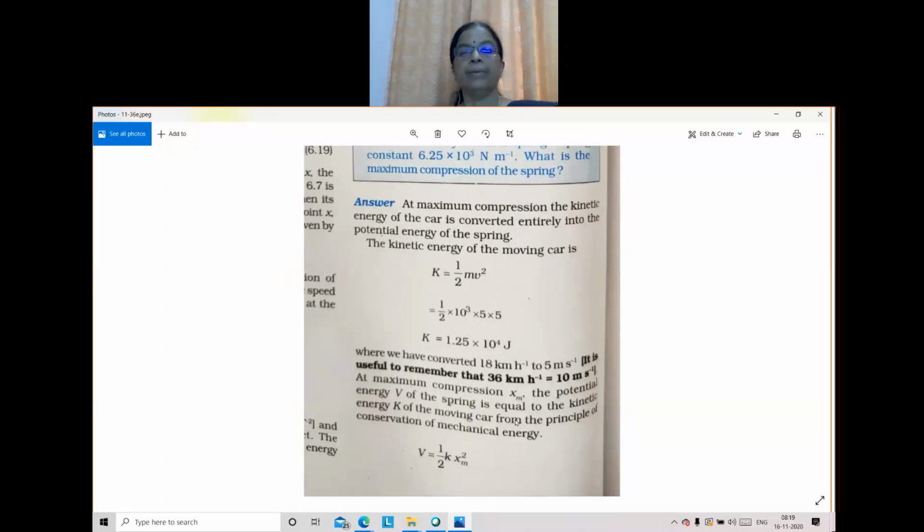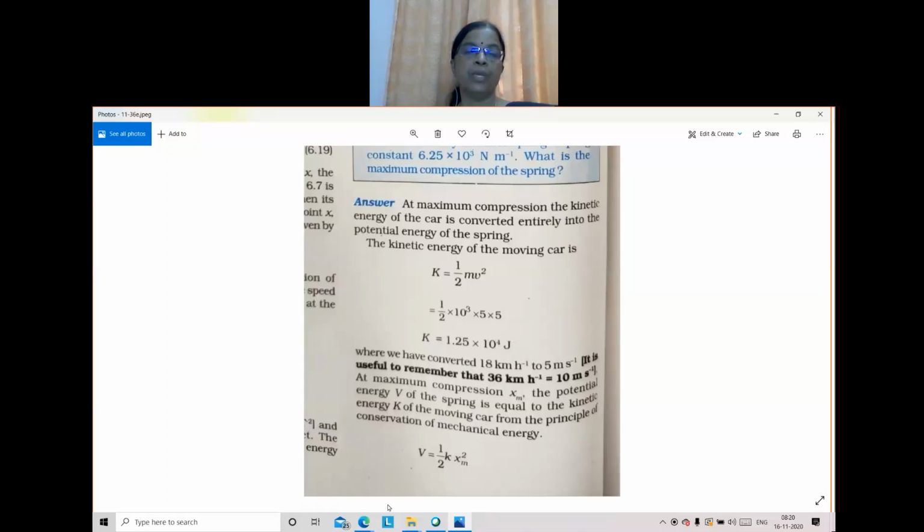Then see the potential energy of the spring. So the kinetic energy of the car is compressing the spring. When the spring is compressed, what energy is it having? Potential energy. Compressing, stretching of a spring. When we stretch, we are doing work to stretch it. That energy will be stored in the spring as potential energy. Similarly, when we compress the spring, we are doing work to compress it, so that energy will be stored in it as potential energy.